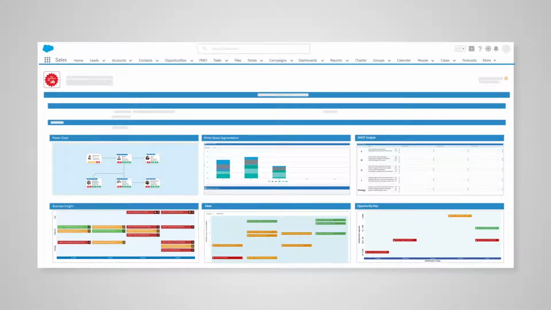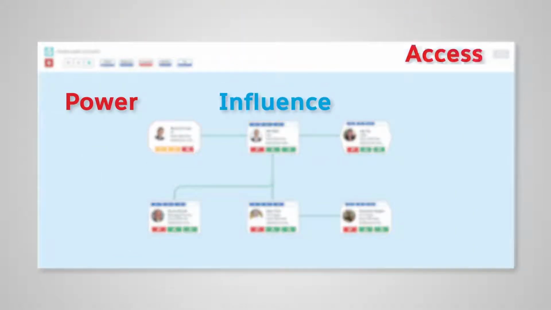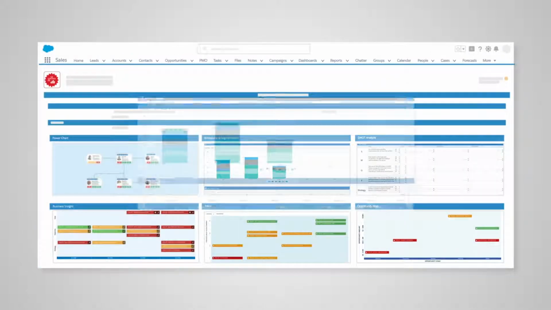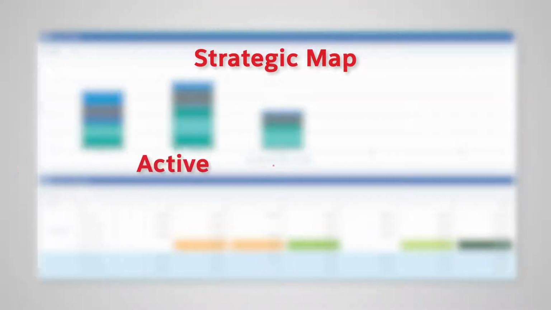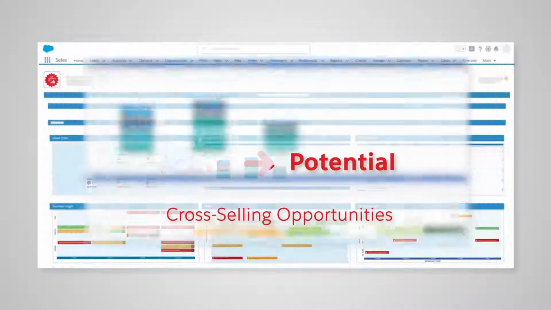daily problems. Our first model to introduce is the player chart. Here you can graphically depict power, influence, access, and decision-making roles with all of the players associated with the account. The whitespace or segmentation module helps you develop a strategic map of all of the active and potential cross-selling opportunities that exist within the account.